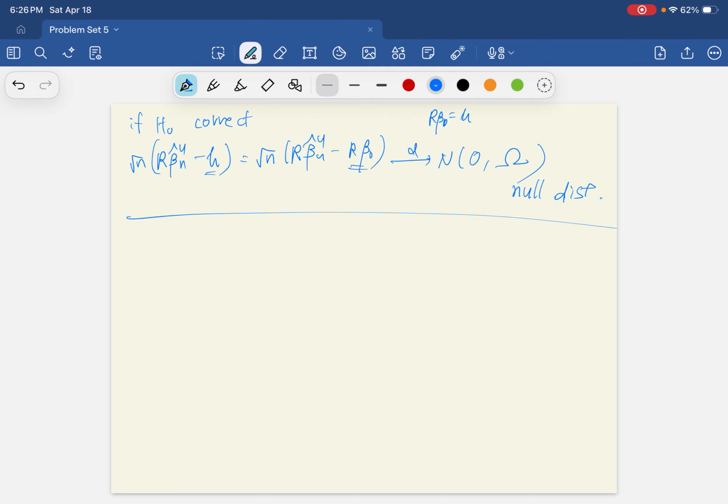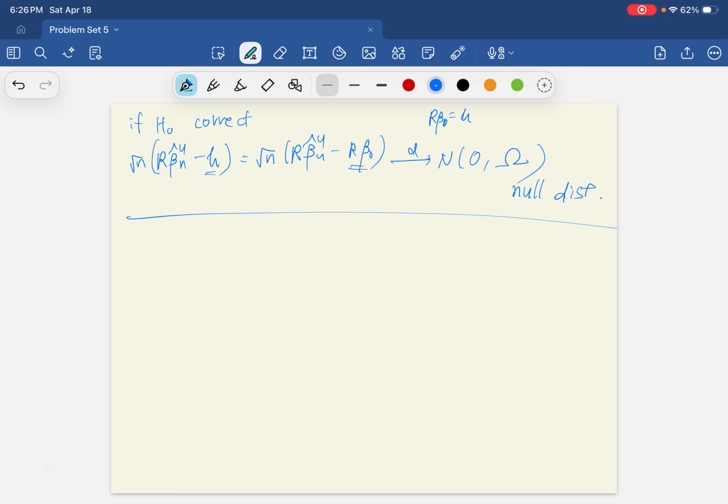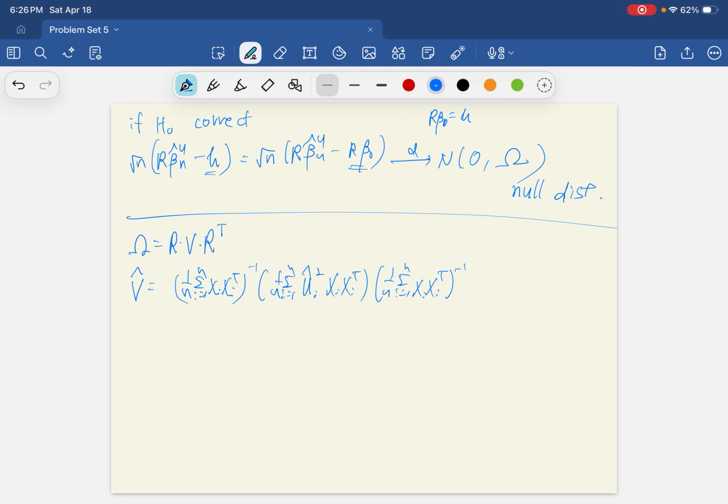Now what remains is we need to calculate the variance, omega hat. That is the only remaining thing, but that's also easy. Omega was defined as R times V times R transpose, and we will calculate V hat as the sample average of X X transpose inverse, times the sample average of U hat i squared, residual squared, X X transpose, and then the sample average of X X transpose inverse. Okay, and here of course the residual will be defined as Y minus X transpose beta hat n. So as in OLS, no difference from the OLS.